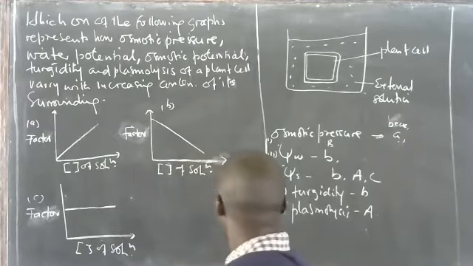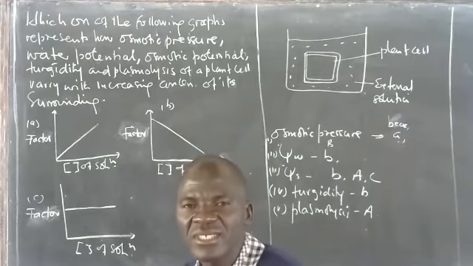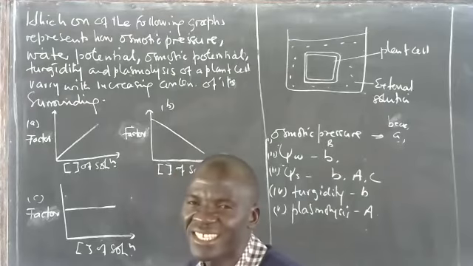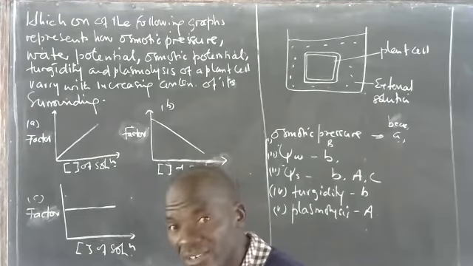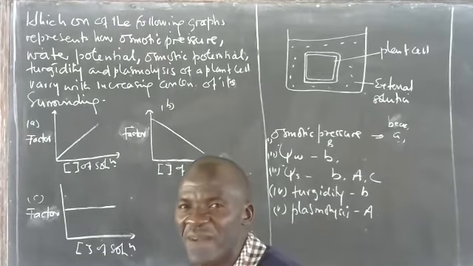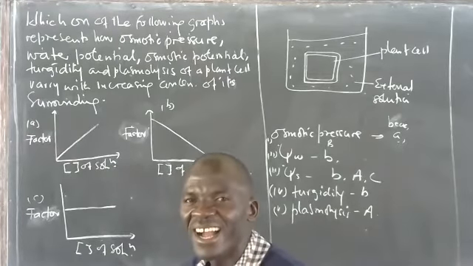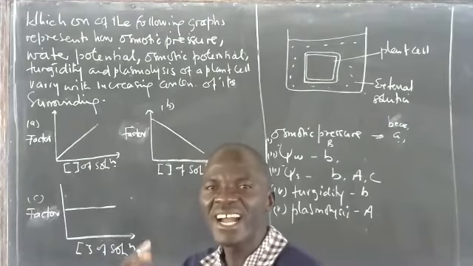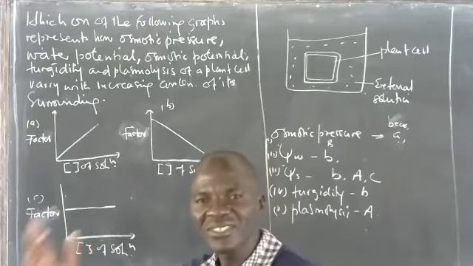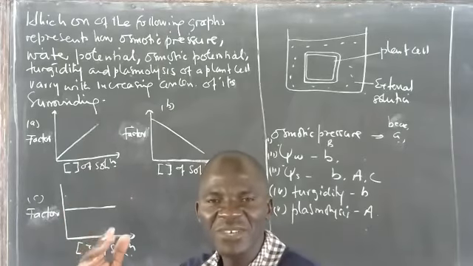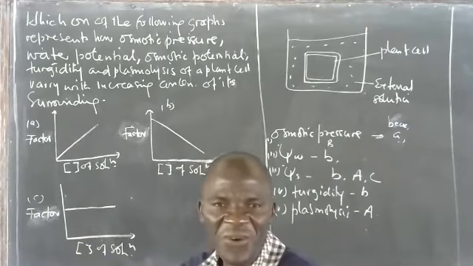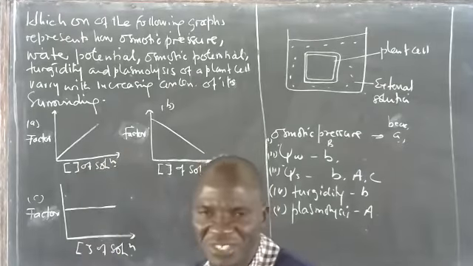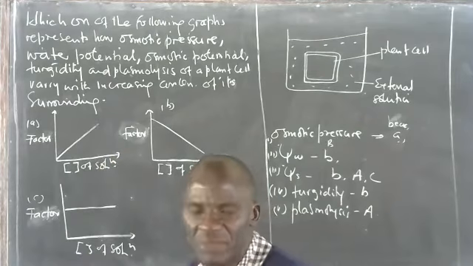Okay, it's saying as the cell loses water, the concentration increases. That's correct. But then, how does osmotic potential vary with the concentration? Is it that the higher the concentration, the higher the osmotic potential, or the reverse? Or the higher the concentration, the lower the osmotic potential? How does it vary?